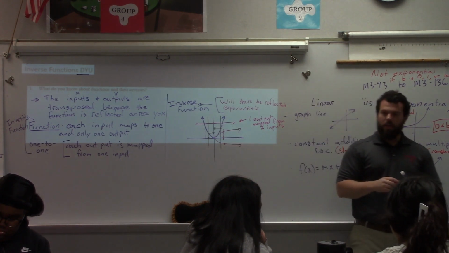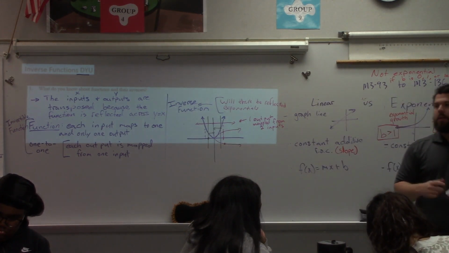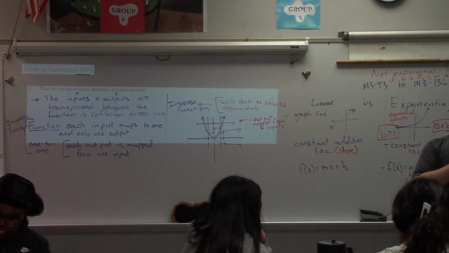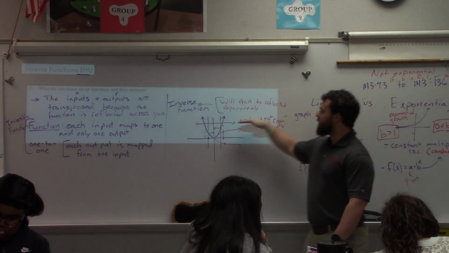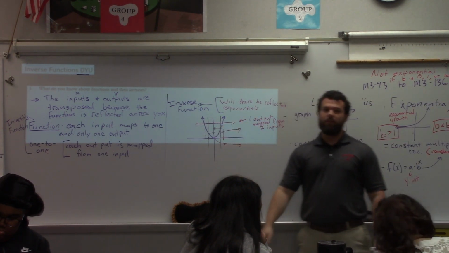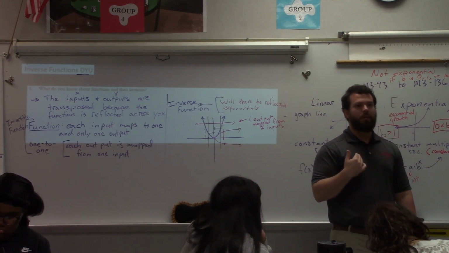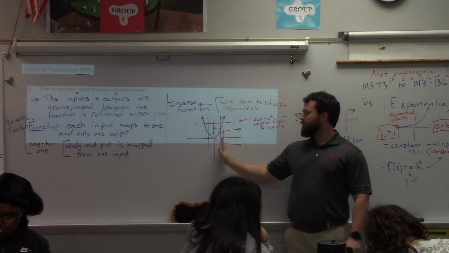So the horizontal line test checks to see if the inverse will pass the vertical line test. That's what the horizontal line test is testing. Because when you reflect across y equals x, what does a horizontal line become? A vertical line.